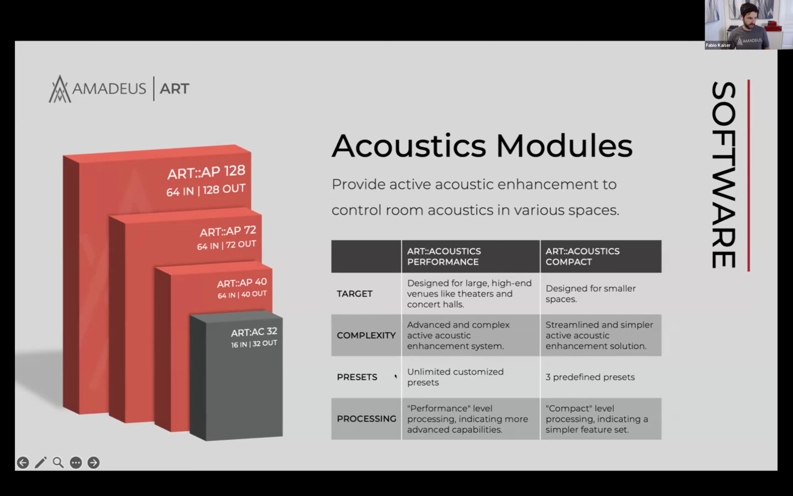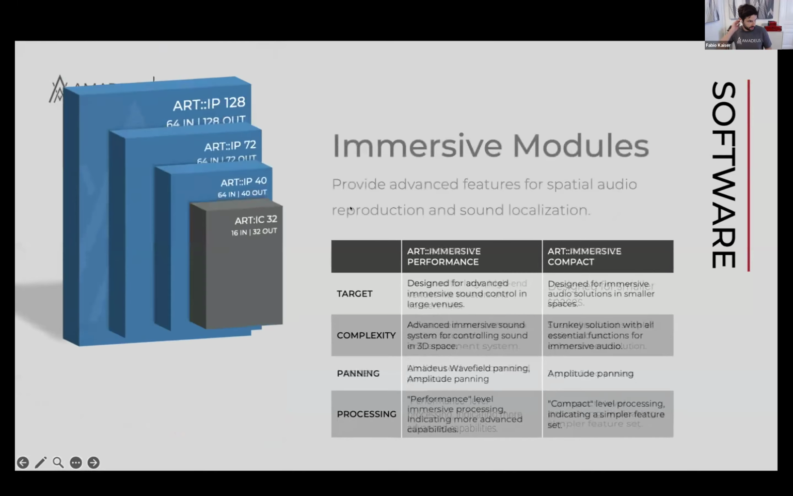So that's why we started to make a differentiation here. And for example, what you can see, the acoustic presets we can create with the performance modules, limitless, unlimited, with the compact modules, 3 predefined presets, which allows us also to bring down the commissioning and service time. So on the performance side, there are simply 3 versions with different numbers of outputs to account for the size of the project. Same thing on the immersive side.